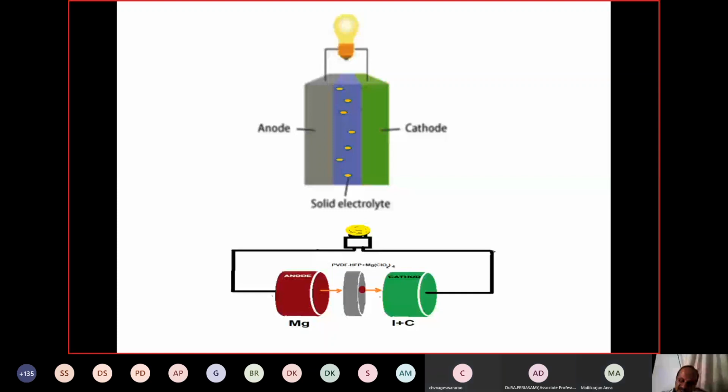This center one is there, right? This is the separator. The separator material is nothing but an electrical material, but the polymer material, any material. But in this case, that is the polymer electrolyte material.